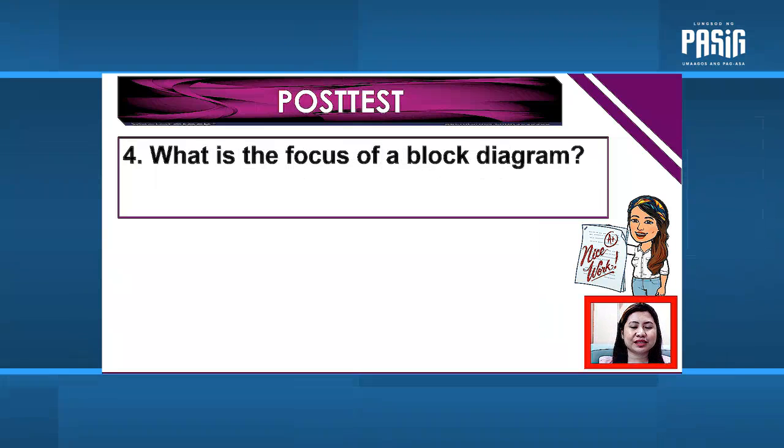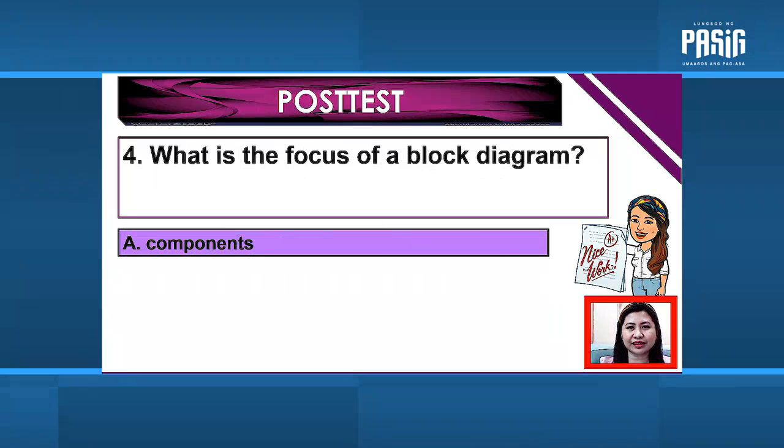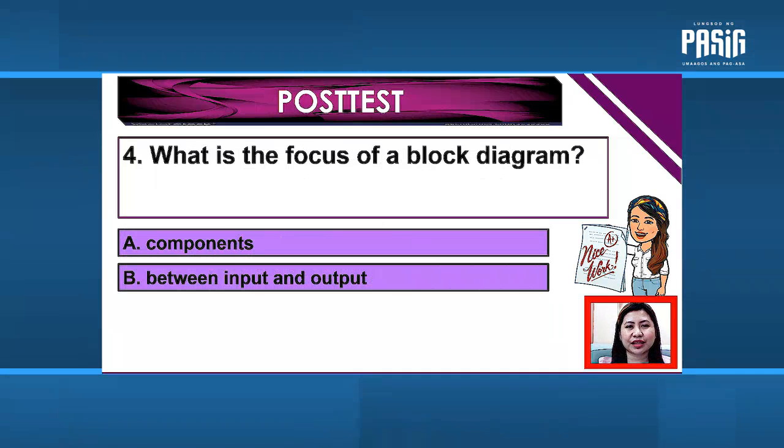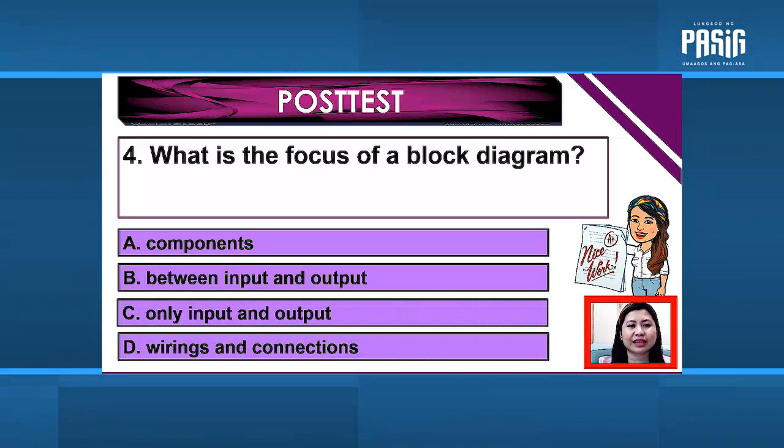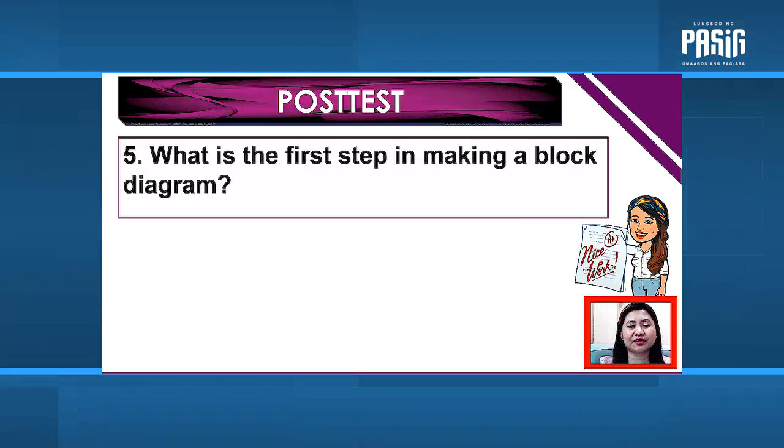Number 4. What is the focus of a block diagram? A. Components. B. Between input and output. C. Only input and output, or D. Wirings and connections. 5. What is the first step in making a block diagram?